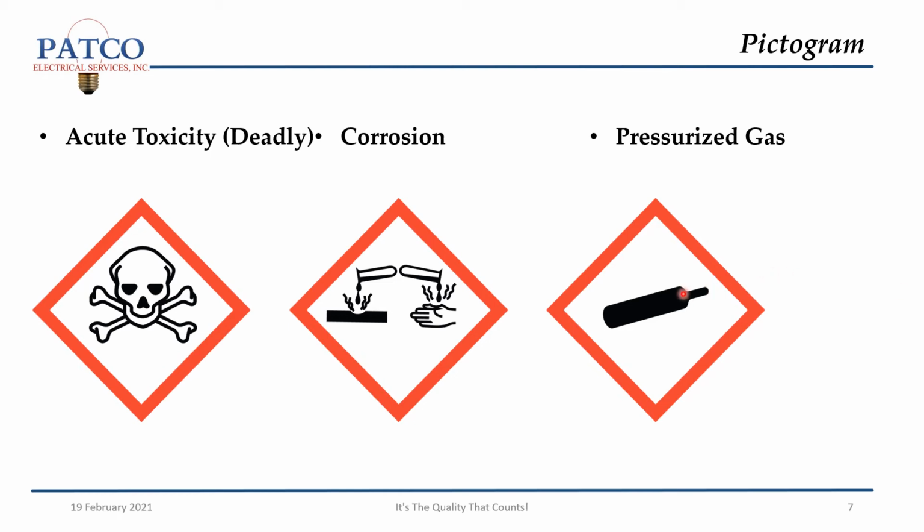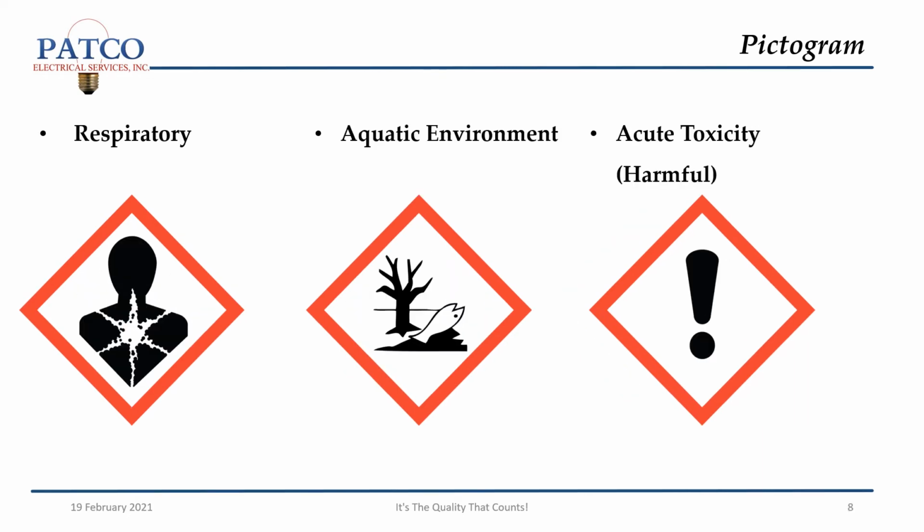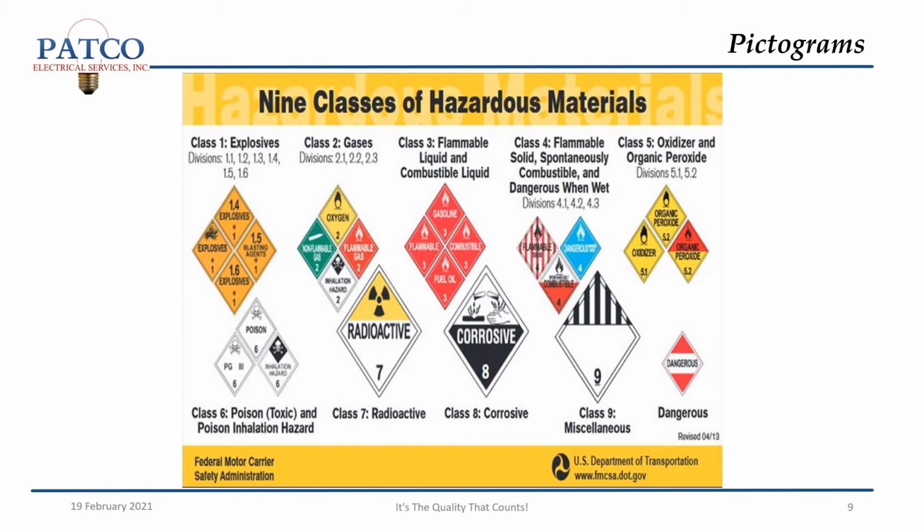You've got a gas cylinder here, pressurized gas. The silhouette that looks like it's deteriorating from the center, that's a respiratory hazard. You have the fish and tree and water there, that's aquatic environment hazard. And then the exclamation point is going to be acute toxicity, just harmful. It's not going to be deadly, but it's harmful.